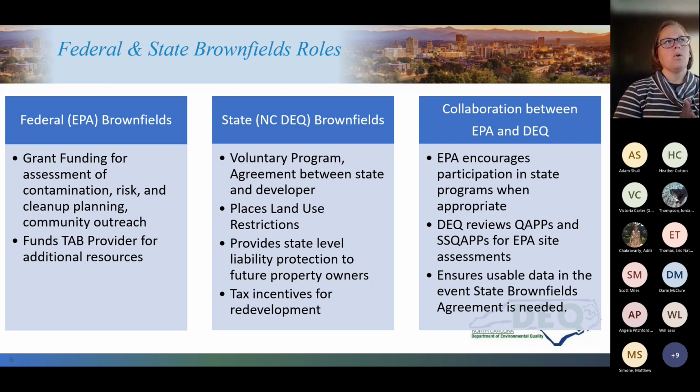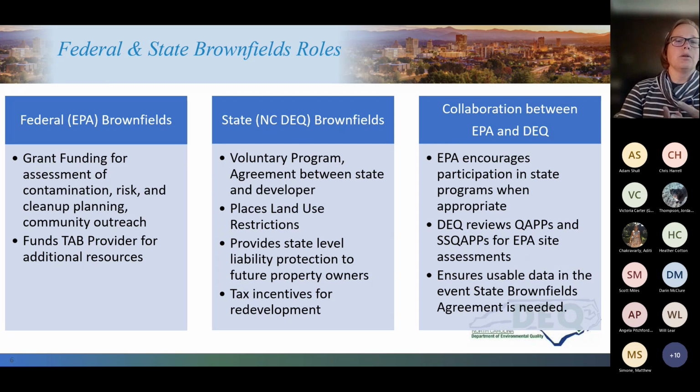On the state side, however, we have a whole separate program. It's a voluntary program that people can enter without having to have grant funds. The ultimate goal, the completed product of our program, is what's called a notice of brownfields property. And that is what is ultimately recorded at the Register of Deeds that documents that this specific tract of land is covered under a brownfields agreement. Colloquially, we call it a brownfields agreement.